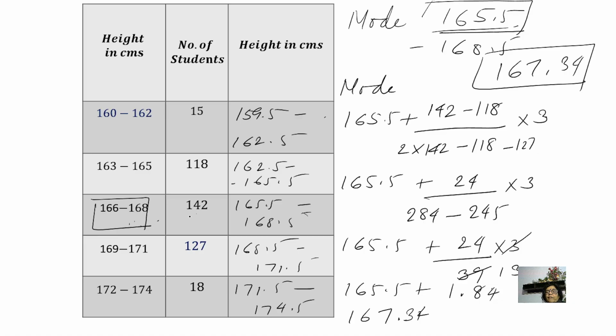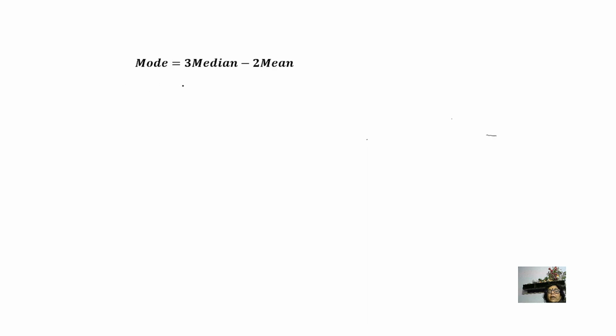So the exact modal value, that means the children who are having the height 167.34, they are the maximum in this particular class over here. With that, we come to the next thing that we need to understand, that is the connection between the 3 central tendencies. So this is the formula for connecting the 3 central tendencies. So if you are asked to find out, say, mode, if median and mean are given, you can do that, and you can make each one of them the subject of the formula. If you are asked, like say median, you have already got mode and mean, so you can calculate median by making this the subject of the formula.